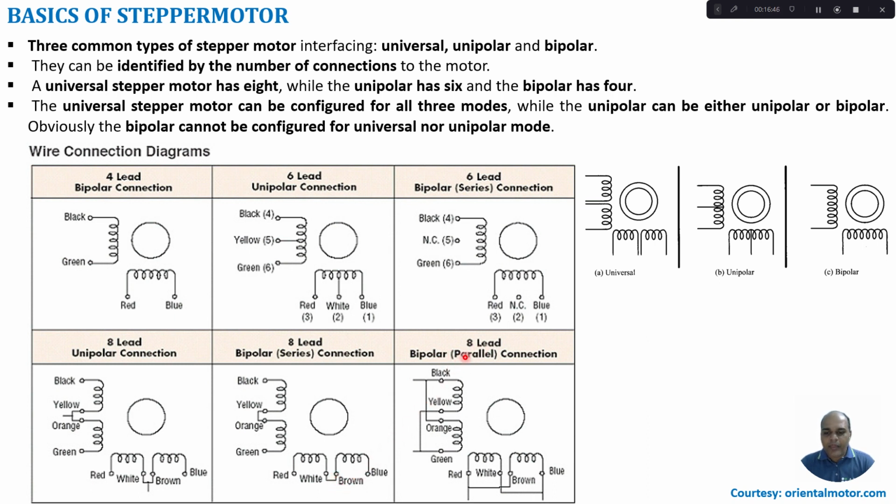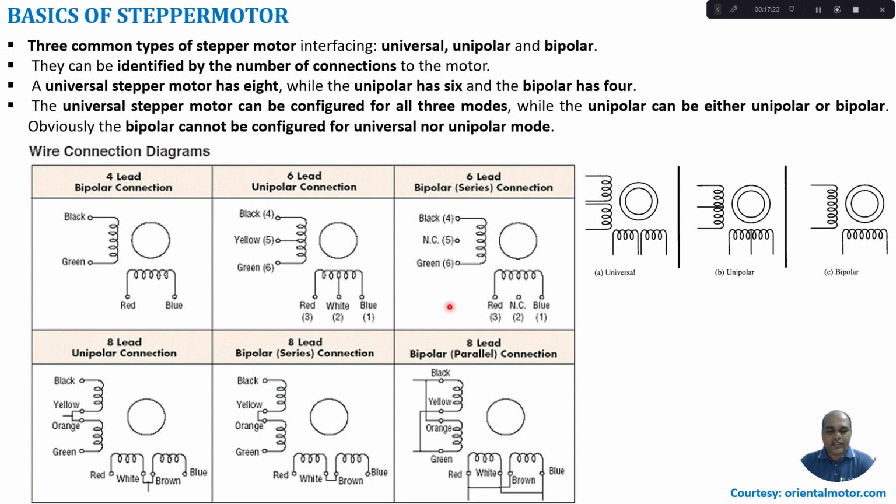Then 8 lead bipolar parallel connection is, I have black, green, and these 2 coils, orange end is connected to black, yellow end is connected to green. Same way here, red and blue are the 2 sides of the coil and the center terminals like white and brown are, white is connected to blue, brown is connected to red terminal. So this is a 8 lead bipolar connection. So these are the 3 major types of stepper motors: universal, unipolar and a bipolar stepper motor.